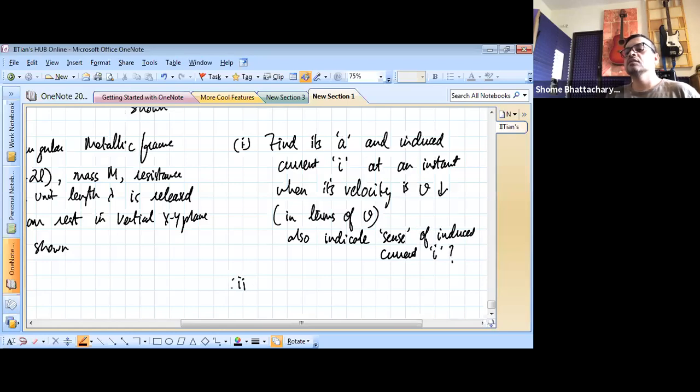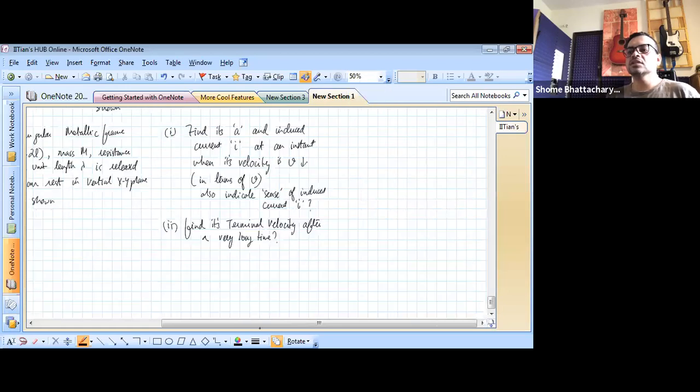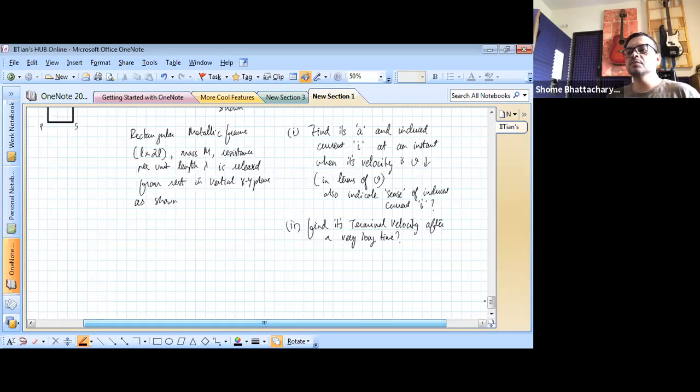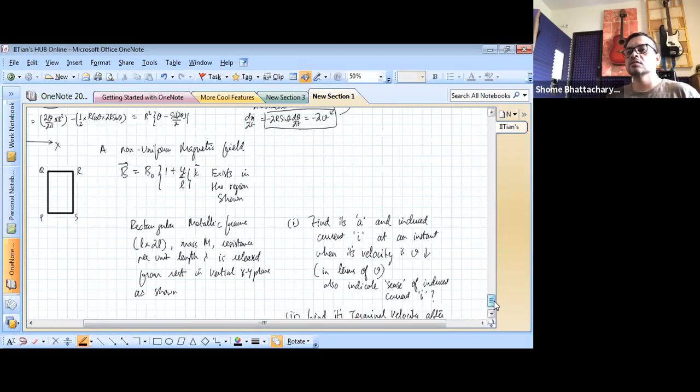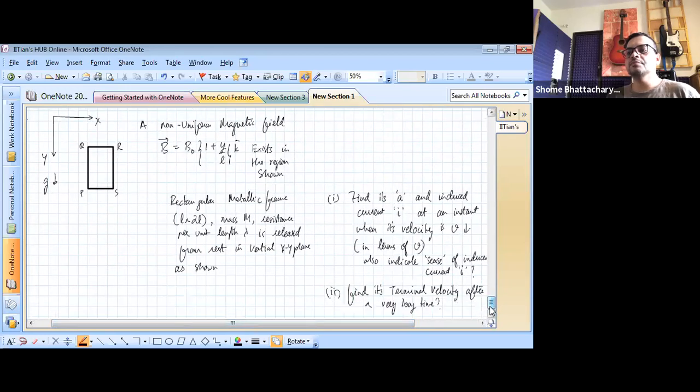And secondly, find its terminal velocity after a very long time. So assume that it doesn't impact any ground below anything. So the motion just continues indefinitely for a very long period of time. So in that case, what is the terminal velocity after a sufficiently long time? So just try out this example.